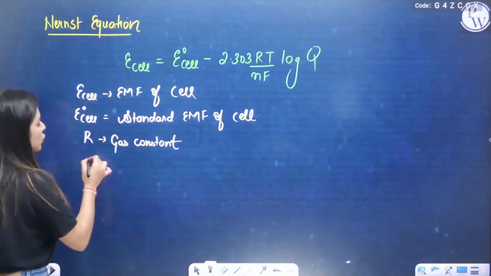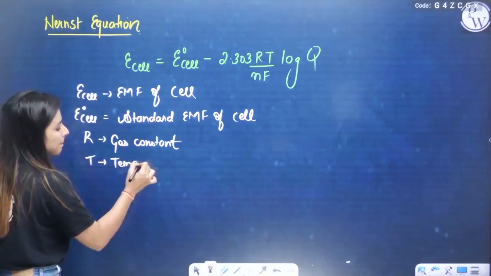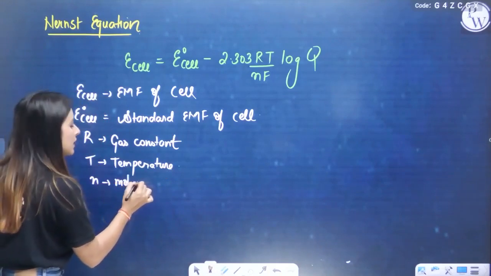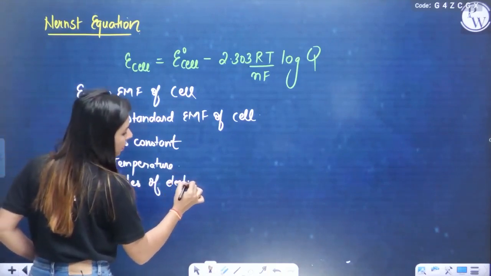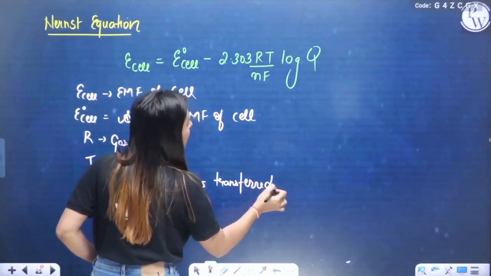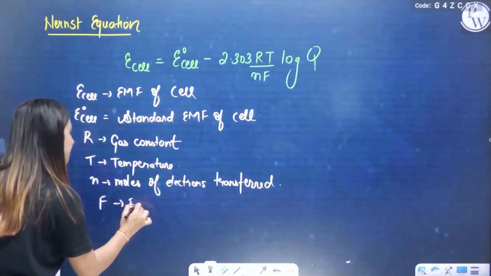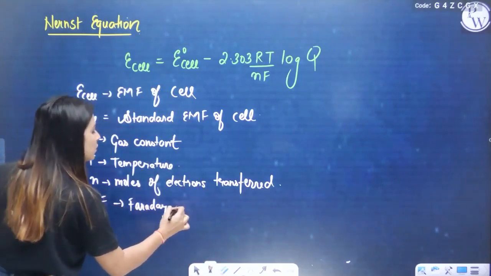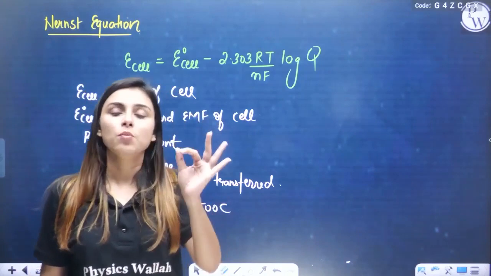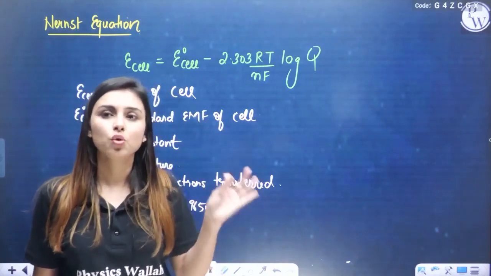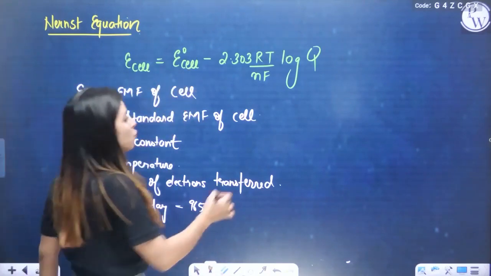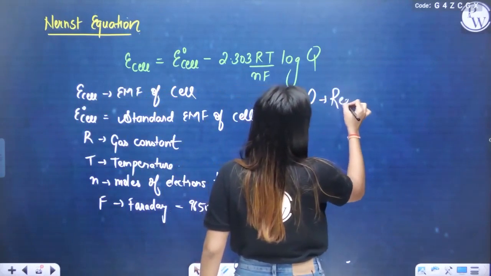If you talk about T, T is your temperature, my dear students. If you talk about n, n is the moles of electrons transferred. And if you talk about F, F is Faraday and it is equal to 96500 Coulomb. What is Faraday? Charge of 1 mole of electrons. Now, my dear students, what is Q? Q is of most importance, which is your reaction quotient.